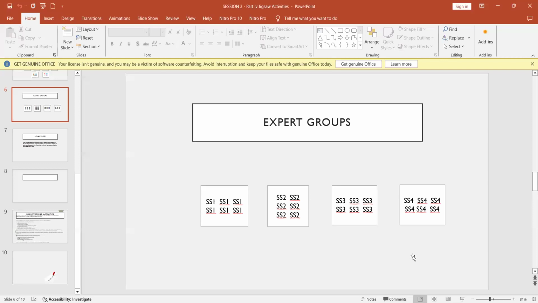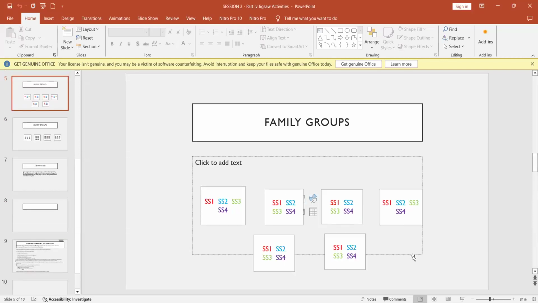Even listening can be done like that. So you want them to listen to listening passages in 4 chunks or 3 chunks. So 3 members in the family groups. And then they form the expert groups.